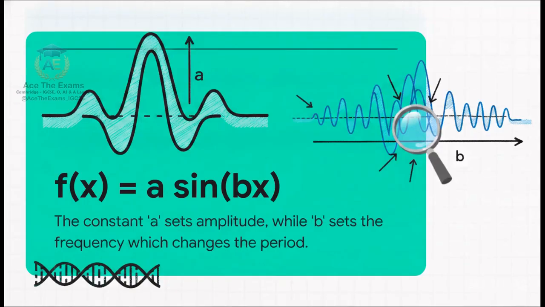Bringing it all together gives us this general formula, A times sine of bx. It's literally the DNA of the wave. The A, right at the front, dictates the height. The B sitting next to the x dictates the heartbeat, or the frequency. Just take 360 and divide it by B to find your new period. See? You're decoding it like a pro.